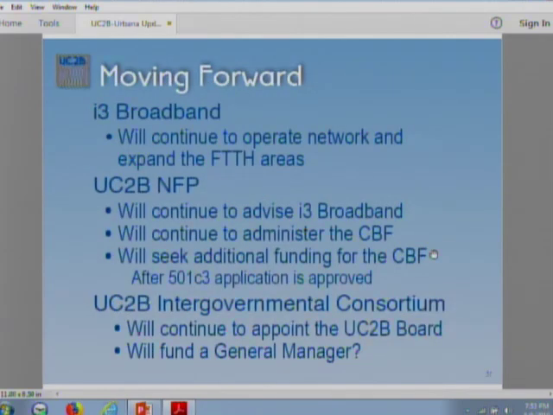If we look towards the future, I3 Broadband is going to continue to operate the network and continue to expand the areas that get fiber to the home. Our agreement with them laid out a kind of a plan that said in the next 6 years you need to pass 22,000 single family homes. They're determining which homes they go by. Our math at the time said if they went by 22,000 more homes than they were already by, that was going to be pretty much a lot of the community.